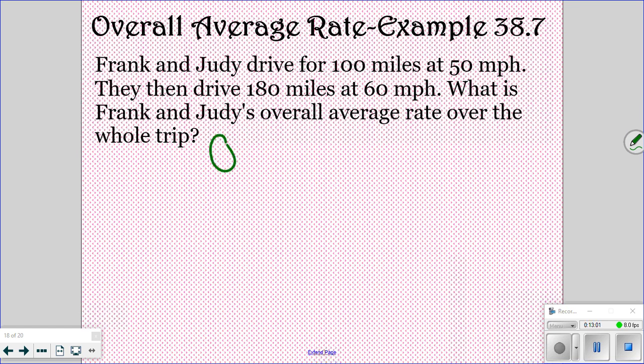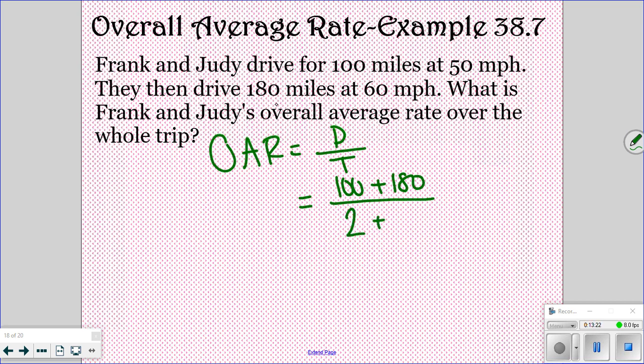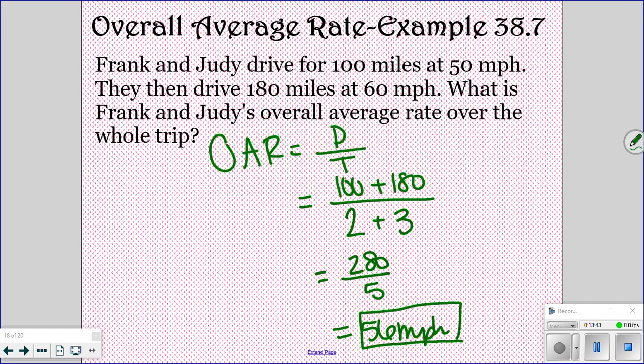So our overall average rate is our total distance over our total time. So the distance, we went 100 and we went 180. Now the time. If we went 100 miles at 50 miles per hour, how many hours is that? Should get 2 hours. And if we went 180 miles at 60 miles per hour, how many hours is that? 3. Now if you add those together, you get 280 over 5, which if you divide is 56 miles per hour. So that's their overall average rate.